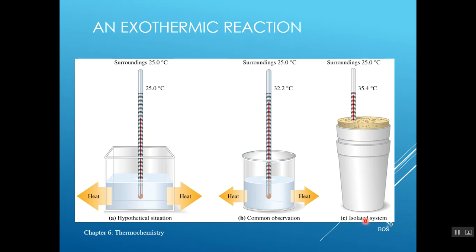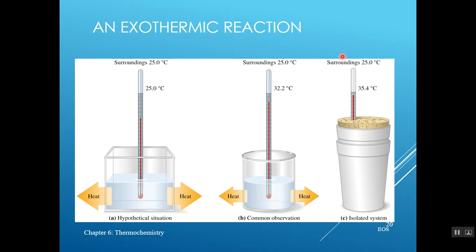Then we have a situation here which consists of an isolated system. In this case, we're using styrofoam cups. Styrofoam is a very insulating material and therefore will not allow for any heat to escape. So after the heat is generated, the heat would cause the temperature of the resulting mixture to rise, all right? And the extent of the rise in temperature will be greater compared to this situation right here. As you can see, the temperature here is 35.4 as opposed to 32.2 previously in this system, all right?